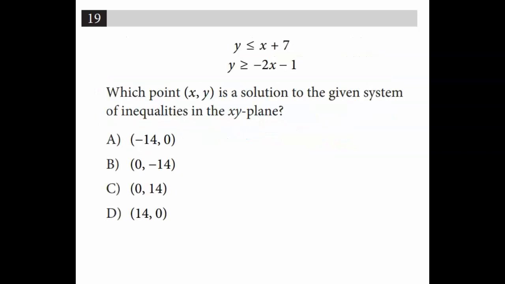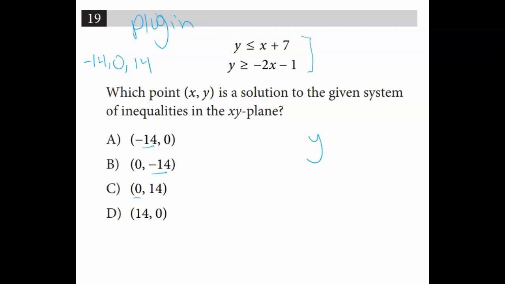All right, number 19. Which point in the xy-plane is a solution to the given system of inequalities? Okay, so looking at this immediately, they pretty much give us three values: negative 14, 0, and positive 14. So this looks like it's going to be very much a plug-in problem, and they give us two equations right here. And so the best way to set these up is kind of like this.